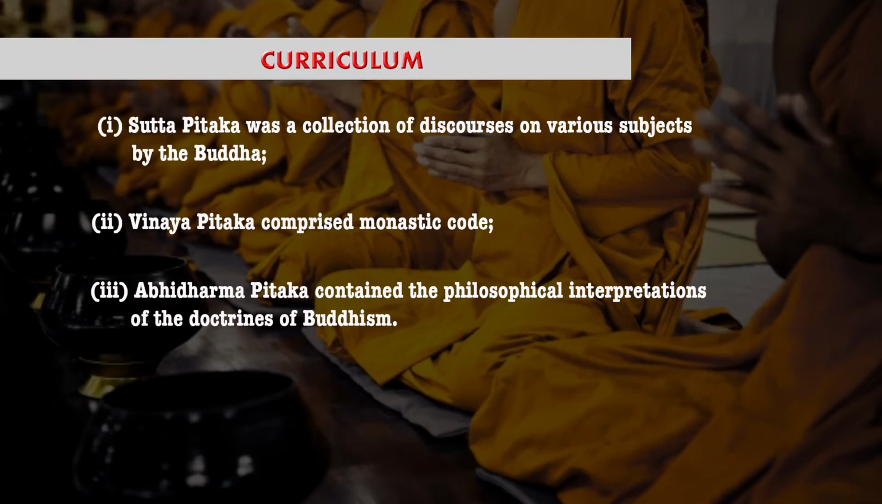The curriculum of the Buddhist monks included the subject matters contained in the Tripitaka. Sutta Pitaka was a collection of discourses of Buddha on various subjects. Vinaya Pitaka comprised the monastic code, and Abhidharma Pitaka contained the philosophical interpretations of the doctrines of Buddhism.